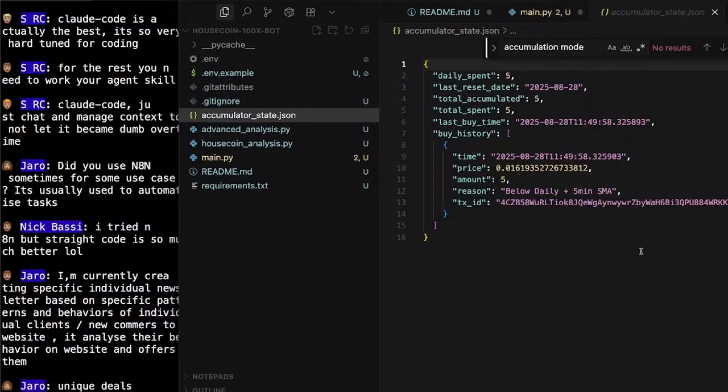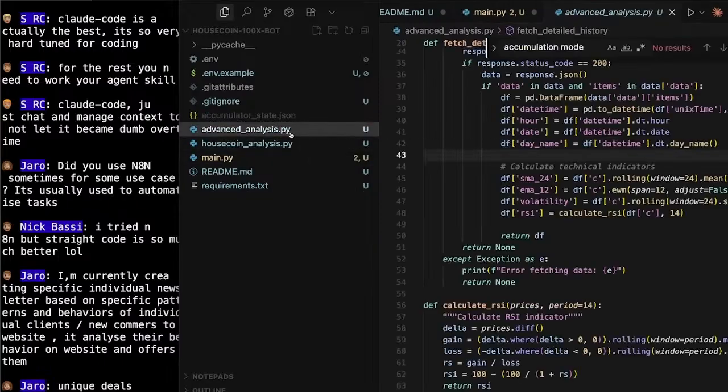The bot uses a JSON file to persist all state between runs. Let me show you how it works. Advanced analysis, house coin analysis. Remember, I asked you earlier to make the house coin analysis be all of our analysis, so our advanced within it. So this will be a file that we can run and just get a good analysis of house coin at any moment. And I just want one file now, so it'll be house coin analysis.